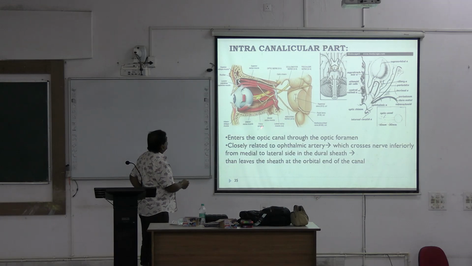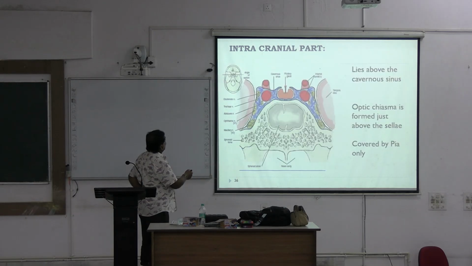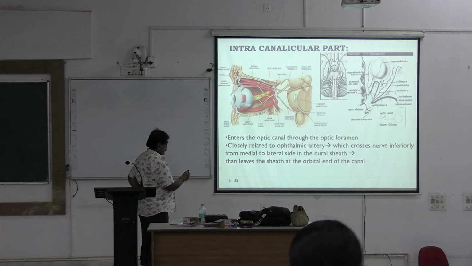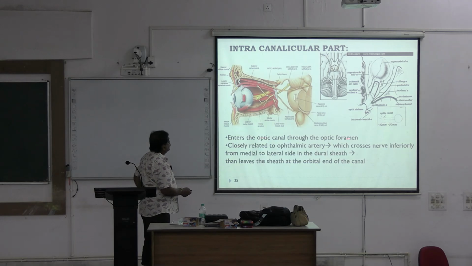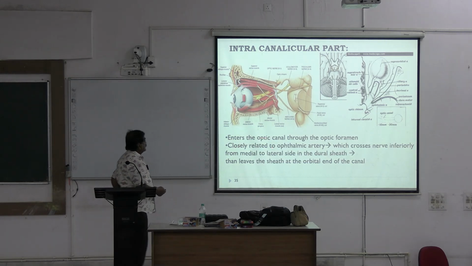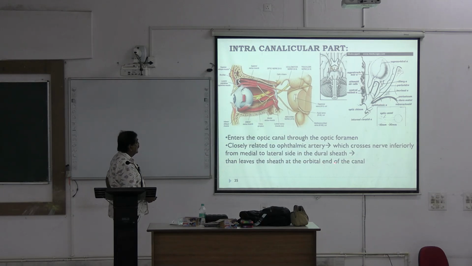This is the ciliary ganglion. This is the oculomotor nerve and the trochlear nerve, and the optic nerve here. It enters the optic canal through the optic foramen, closely related to the ophthalmic artery, which crosses the nerve inferiorly from medial to lateral side in the dural sheath, then leaves the sheath at the orbital end of the canal.